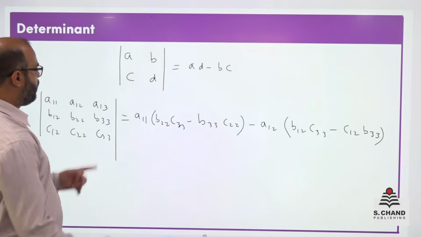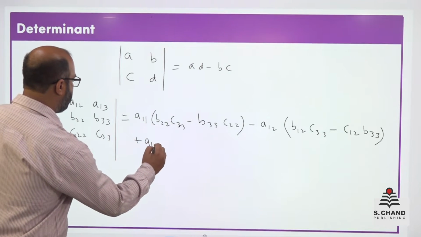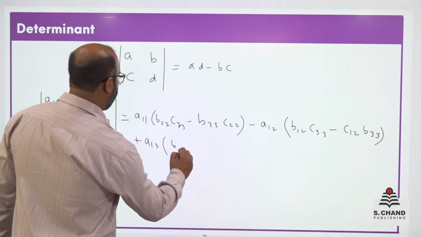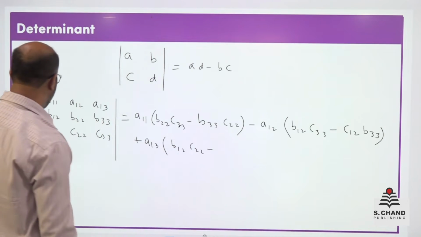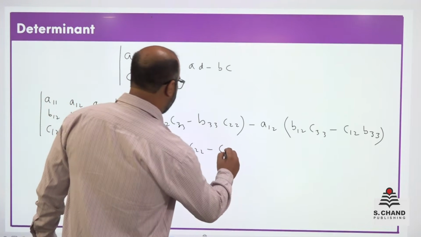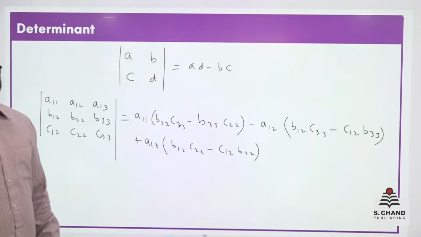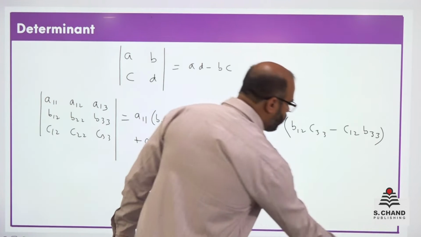Then this third element of the first row, A13. Then we eliminate this row and this column, B12, C22 minus C12, B22. So this is how we calculate by expanding in the first row.